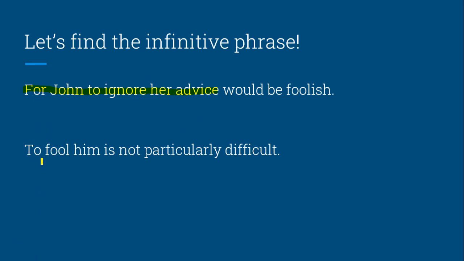Let's look at another sentence. To fool him is not particularly difficult. To fool is our infinitive. And then him would be who anyone would be trying to fool. It accompanies our verb. And then we know that to fool him is what is not particularly difficult is describing. So this is all we have for our infinitive clause in this particular sentence.